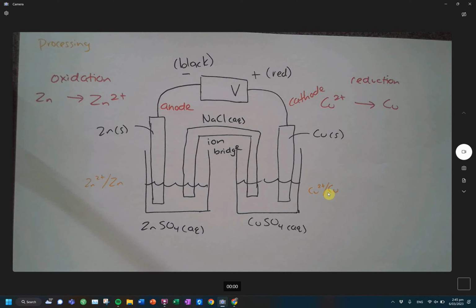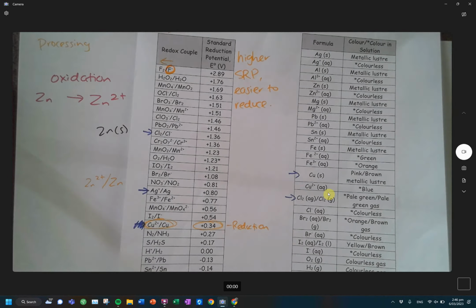Good. So just watch out for that. It's not as simple anymore. You have to use that standard reduction potential to figure out which one's which. Okay?